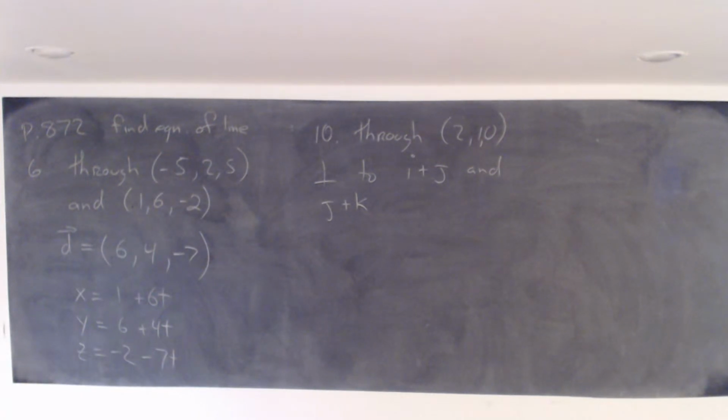Here it is. We're looking for the line through the point (2, 1, 0). And that line should be orthogonal to both these vectors. What does that mean? That means that the direction vector in particular should be orthogonal to both of these.